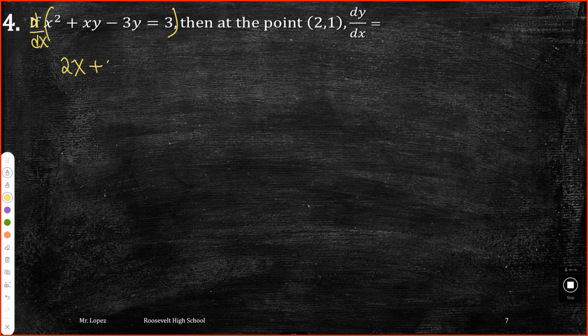First times the derivative of the second is what? dy/dx. Plus the second times 1. I'm not even going to put that down, right? Okay. Minus 3 dy/dx equals 0. Yep.